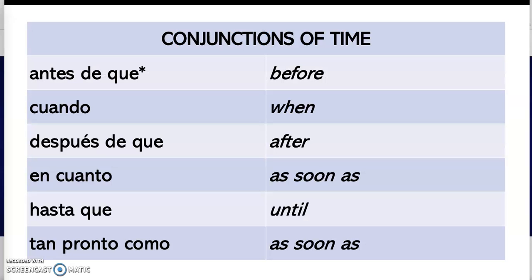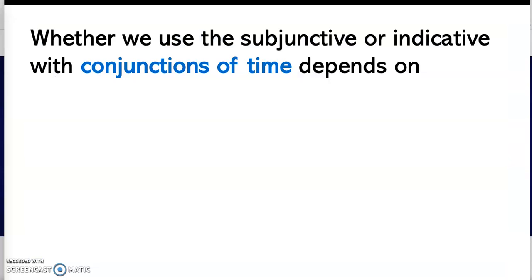Here are the conjunctions of time we're studying: antes de que, which means before; cuando, when; después de que, after; en cuanto, as soon as; hasta que, until; tan pronto como, which means as soon as. Now notice antes de que has a star. That's because it is both a conjunction of time and a conjunction of contingency, which means that it will always be followed by a verb in the subordinate clause.